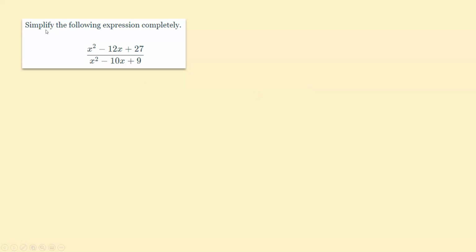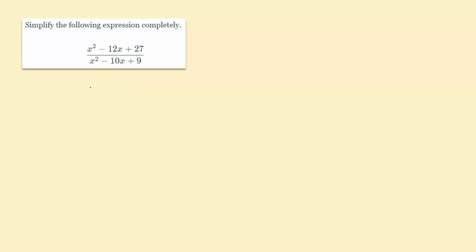So simplify the following expression completely. The way we are going to do that is by factoring. We're going to factor the numerator, we're going to factor the denominator, and we're going to see if we can cancel anything out. These are both trinomials, so we'll have to use an ACB tree to factor these.